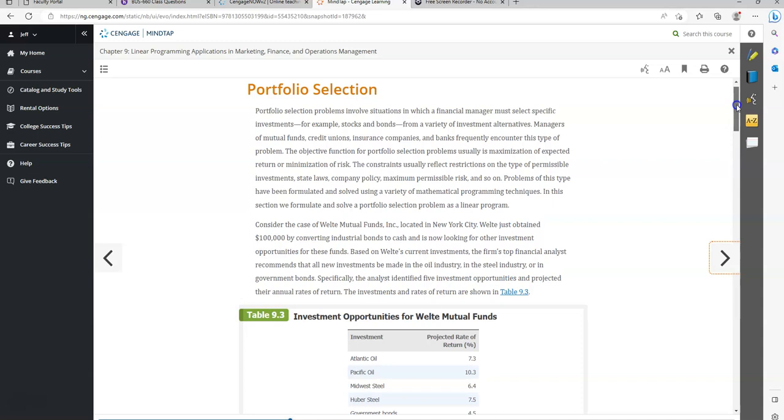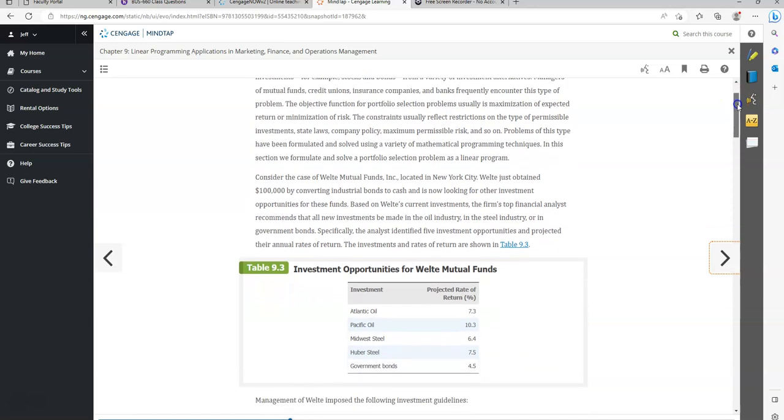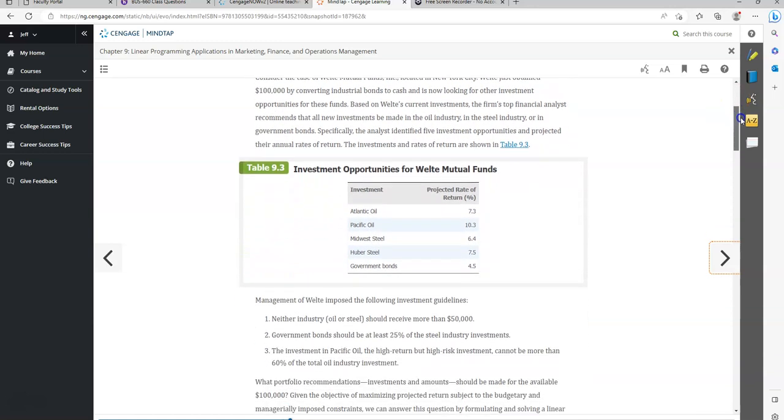Assuming this is the problem you're talking about, this is portfolio selection. It looks like you're trying to maximize a portfolio based on projected rates of return for several investments. And I think probably the challenging part of this is coming up with how the problem is constrained. So let me just roll through this, and again, I'll go slow here.